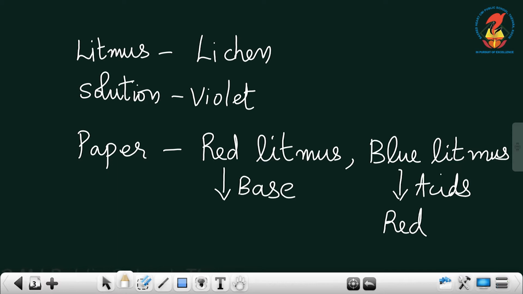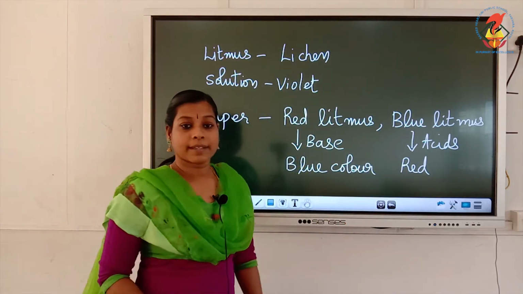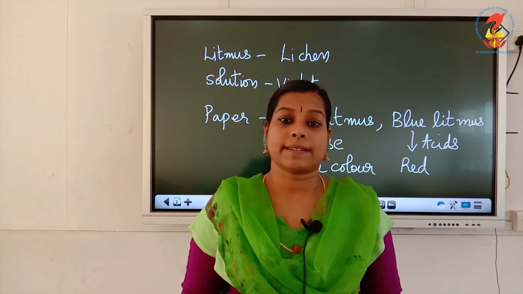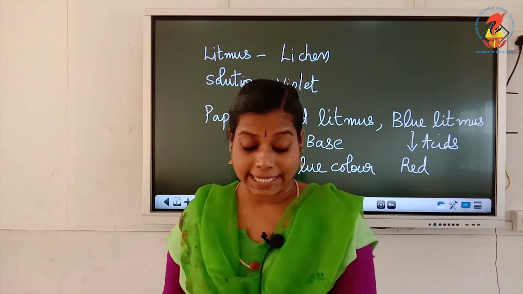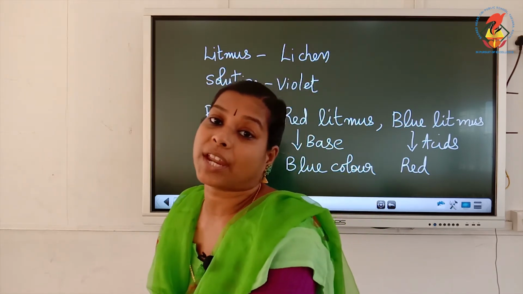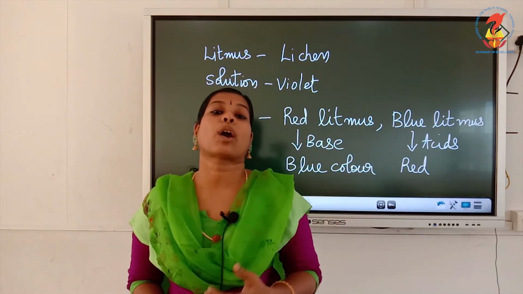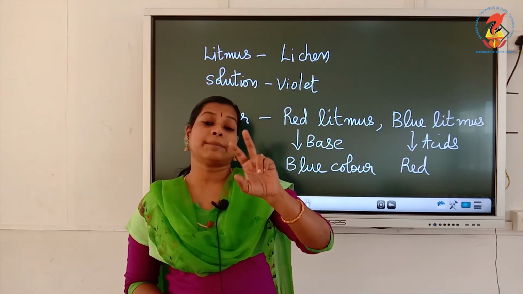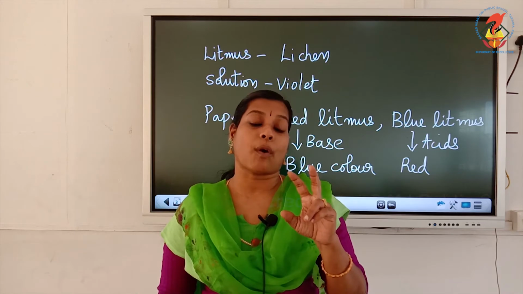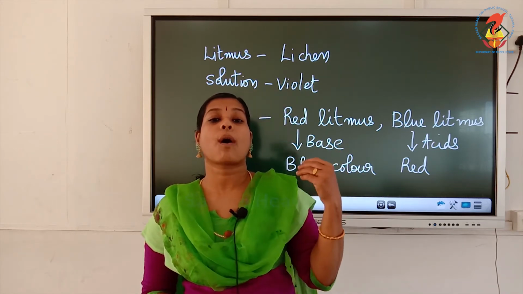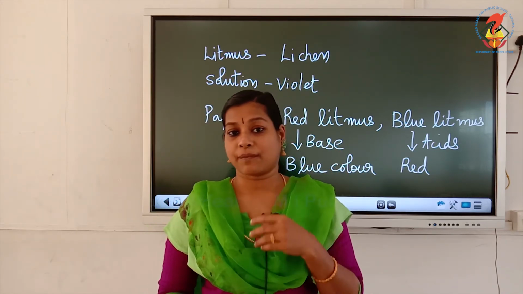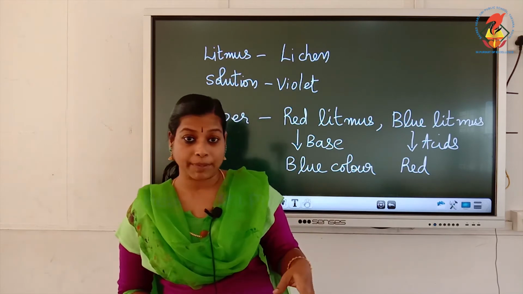In bases, that red litmus will change into blue color. Okay, so you understood litmus. Litmus is an indicator which shows color change when in contact with acidic or basic medium, and litmus is available in two forms, either in liquid form or in paper form. We have seen the litmus papers there.